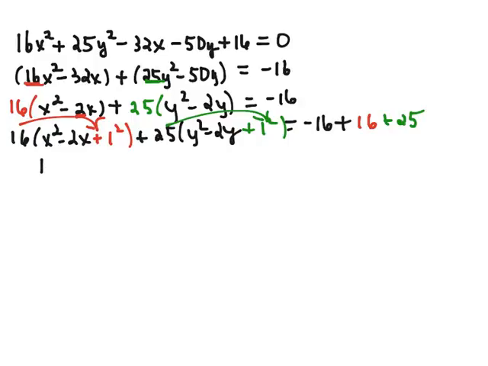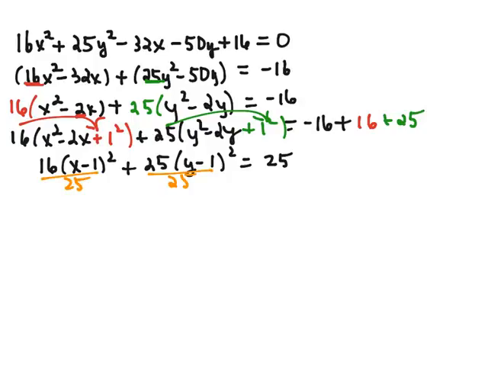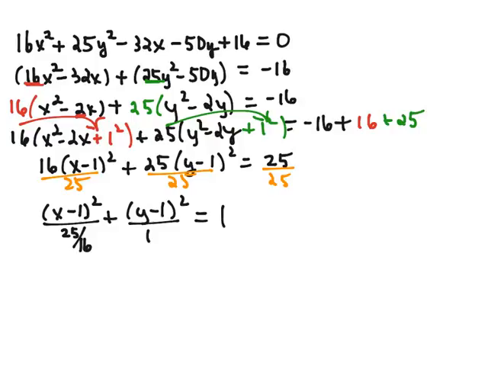So our equation is 16 times x minus 1 squared, if we factor our trinomial, plus 25 times y minus 1 squared equals 25. And so to get our final format, let's go through and divide each term by 25. And so in standard form, our ellipse is going to be x minus 1 squared over 25 sixteenths plus y minus 1 squared over 1 equals 1.